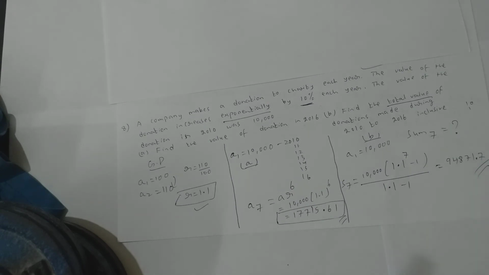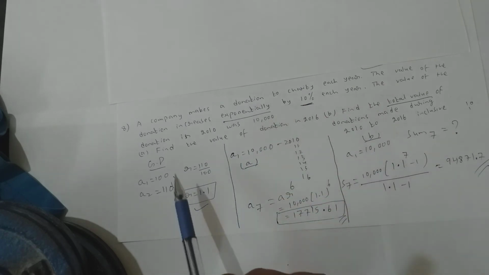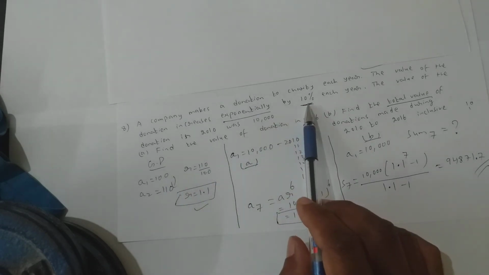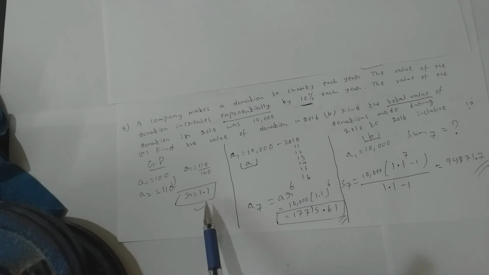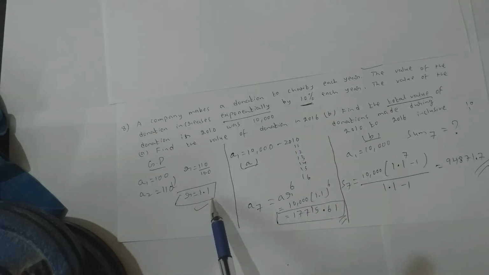Am I clear? This is another kind of sum. Whenever exponentially, it automatically means it's geometric. And whenever 10% is given like this, we need to find the value for R. Had it been 20% here, my R value would have been 1.2. Clear? This is how you find R. Then based on the question, whatever is being asked, you need to find out.